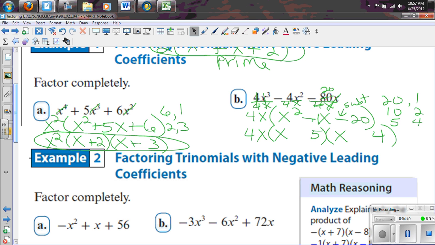And since this is a negative right here, negative 1x, that we're looking at, it has to be a negative 5 and a positive 4. Again, check. x times x is x squared. x times 4 is plus 4x. Negative 5 times x is negative 5x, and negative 5 times positive 4 is negative 20. Does that give us our negative 1x we want in the middle? Yes, it does. So here is your answer.